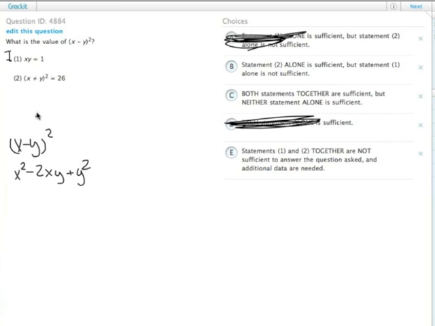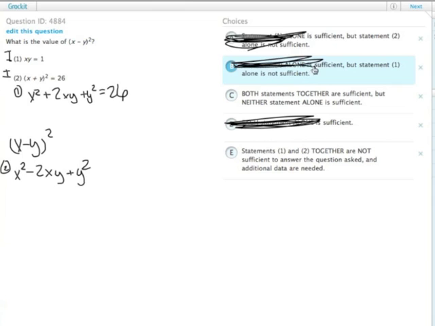Statement 2, when we write this out, it becomes x squared plus 2xy plus y squared equals 26, which is close. We could subtract one of these equations from the other. We'll call this equation 1 and this one equation 2. We could add them together or subtract them to cancel out the x squareds and the y squareds, but we'd still end up with 4xy in the middle equaling 26, and that wouldn't help us out. So on its own, statement 2, not sufficient.